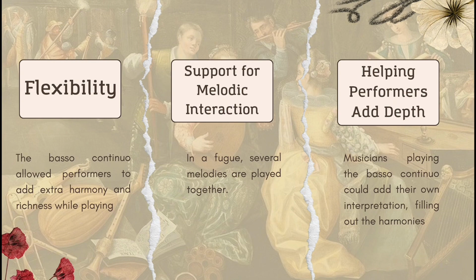The next one is support for melodic interaction. In a fugue, several melodies called voices are played together. The Basso Continuo supported these voices so that they could move independently without sounding chaotic.